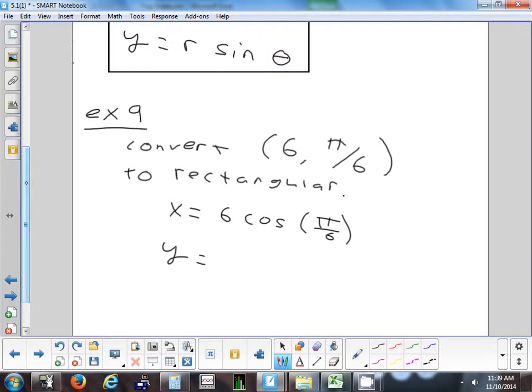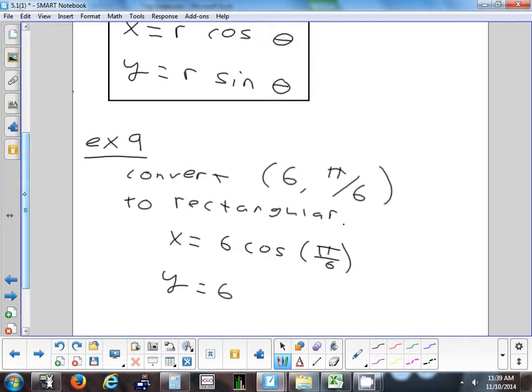Okay, and how about y? Tom, what's my formula for y? Yep, 6 sine pi over 6. Yep. Good. Let's plug that in and see what we get.